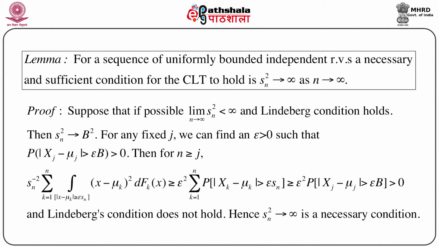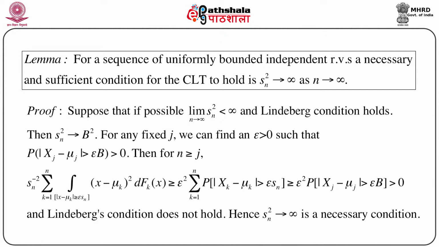Now suppose, if possible, because we have to show that S_n² goes to infinity, in fact this is a necessary and sufficient condition. So if possible, let us assume the limit of S_n² as n goes to infinity is less than infinity, that means it is finite, and Lindeberg's condition holds. Then S_n² goes to B² for some B. Then for any fixed j, we can find an epsilon greater than 0 such that the probability of |X_j − μ_j| greater than epsilon times B is greater than 0.